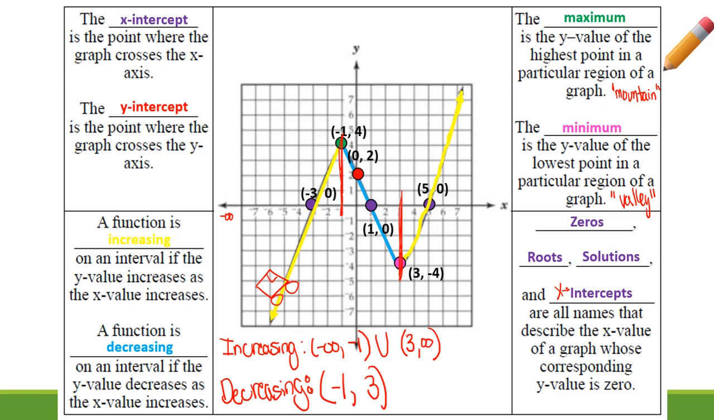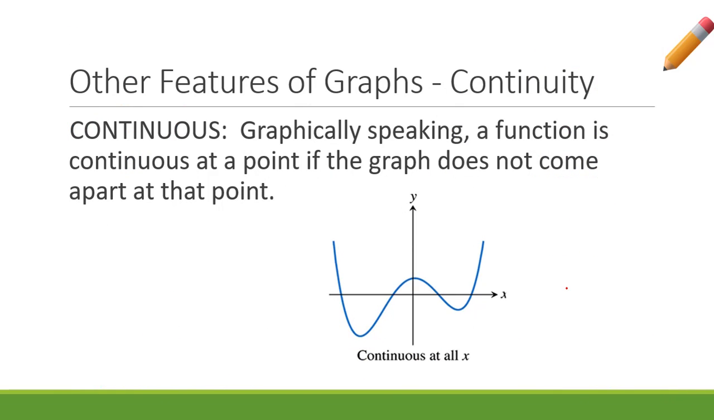you're working through. Some other features that we want to talk about that you're going to want to write in your notebook because consistently this is going to be happening. Continuous is one kind of thing. Graphically speaking, a function is continuous at a point if the graph does not come apart at that point. So right here is a graph that's continuous at all x.